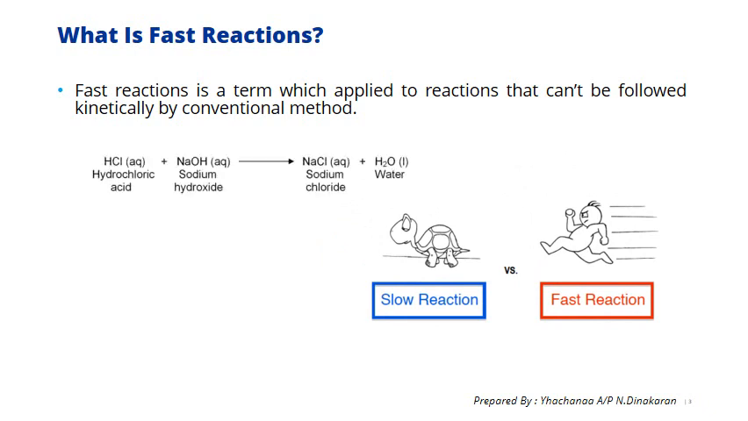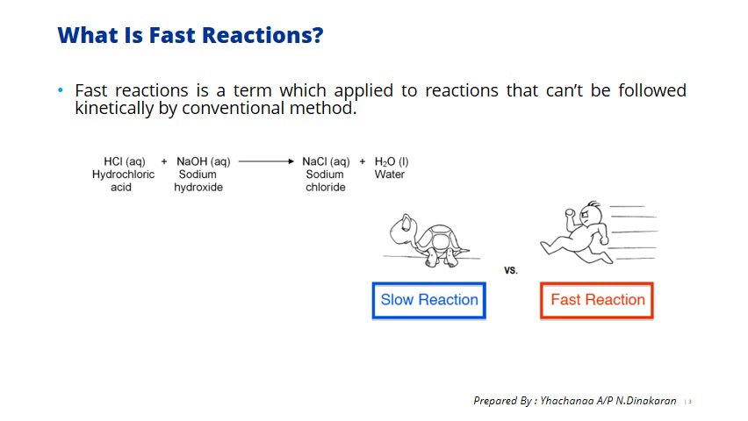What is fast reaction? Fast reaction is defined as the best term for a reaction that can't be followed kinetically by conventional methods. We can't say that a reaction with a large rate constant is a fast reaction, because fast reaction is more likely temperature dependent, where we can say that it's more accurate to assume that a fast reaction will have lower activation energy.